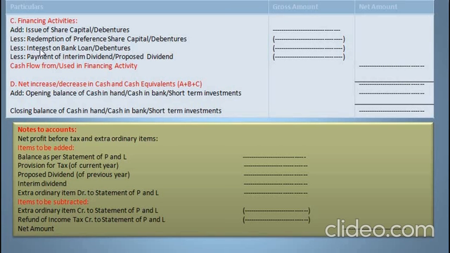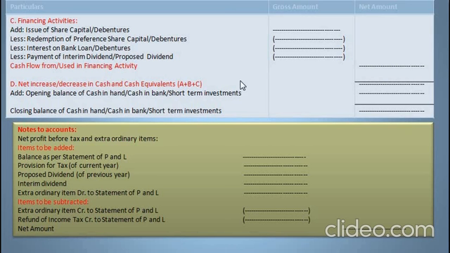The other items to be deducted here are interest on bank loan or debentures and payment of interim dividend and proposed dividend. As usual, the figure will come in brackets. Now whatever will be the result of financing activity, you write here in the net amount column. If the result is positive, you will write cash flow from financing activity. If the result is negative, you will write cash used in financing activity and the figure will come in bracket.